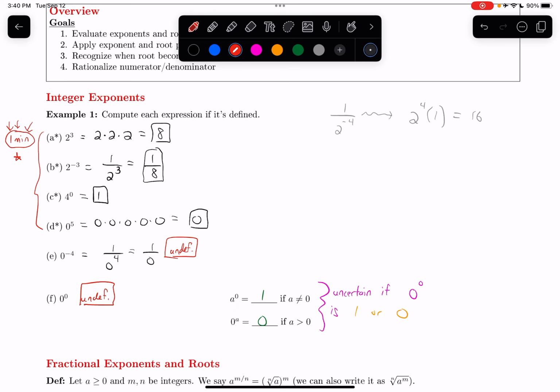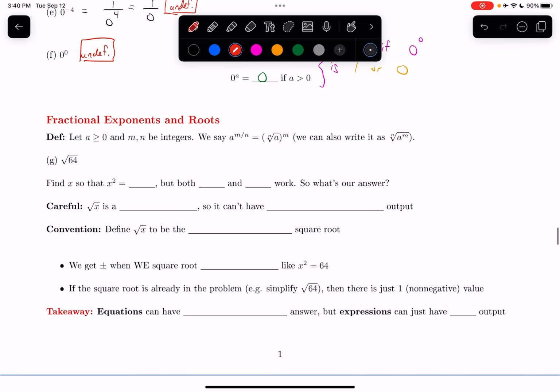Okay, all right, let's move right along and let's review fractional exponents and roots. I want to get into a definition first. If a is greater than or equal to 0, so it's non-negative, and m and n are integers, when I write a fractional exponent, a to the m over n power, that means I do whatever's on the denominator, that n, that's the type of root, so I get the nth root, and the number on top of this fractional exponent becomes the power. The m is the power.